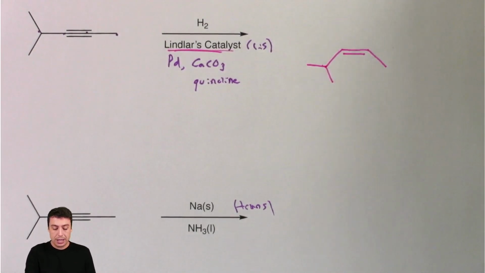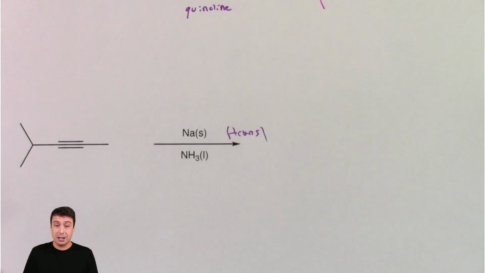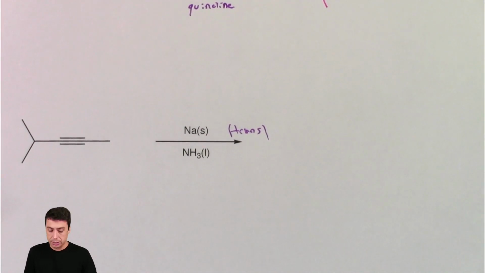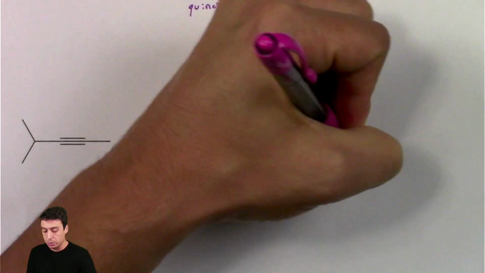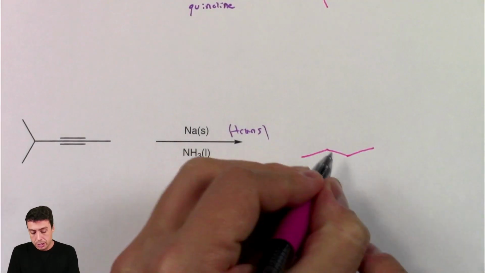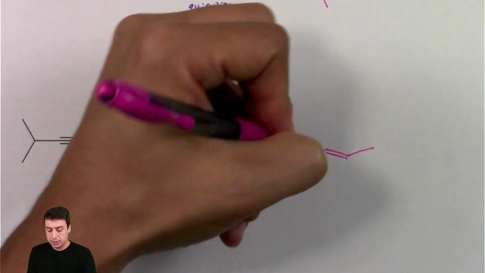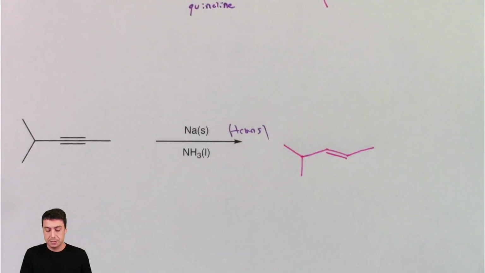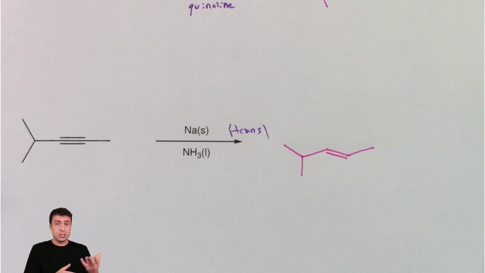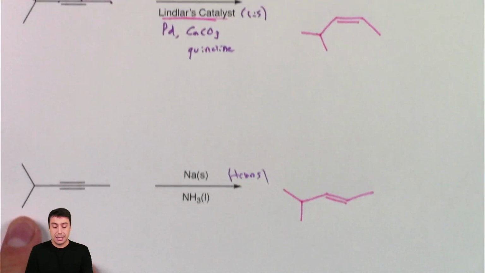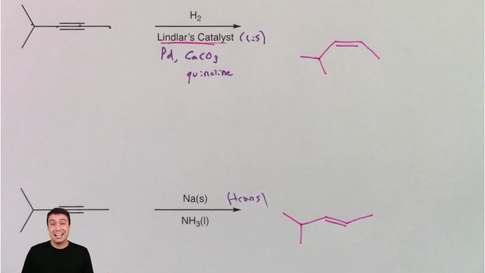What about Na with NH3? I said this gives you the trans alkene. So here, drawing a trans alkene is a little bit easier because that's just our normal zigzag for the double bond. So I've got my double bond here in the middle. There's my trans alkene. On the left, this is where the isopropyl group is. So that's H2 Lindlar versus dissolving metal reduction. And that is the rest of our alkyne reactions that we have here. So we're going to go ahead and move on.